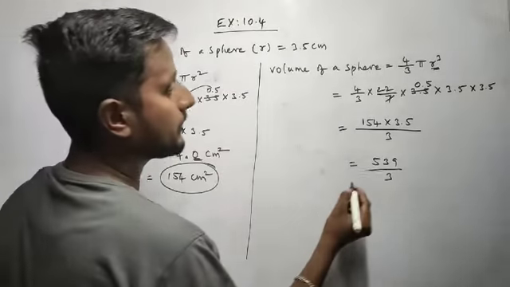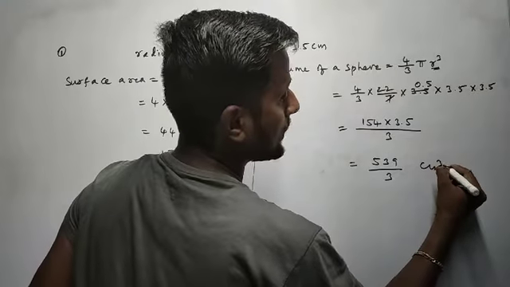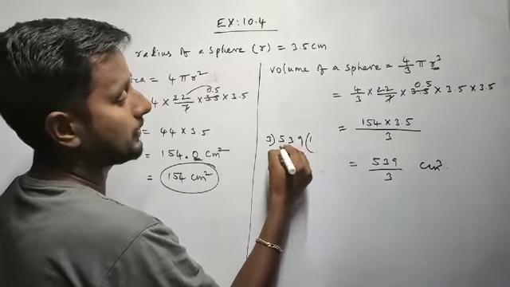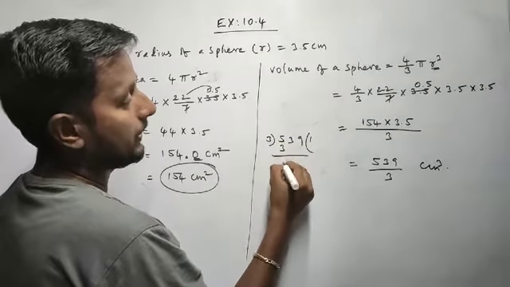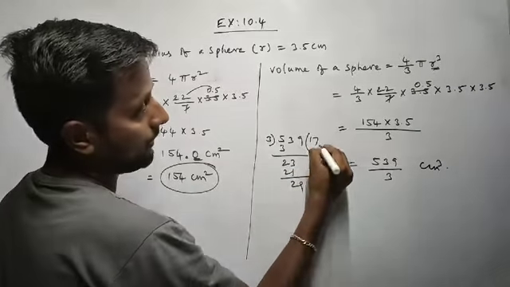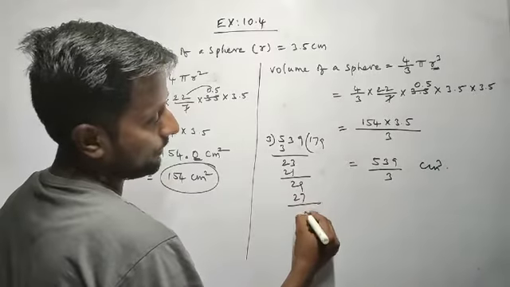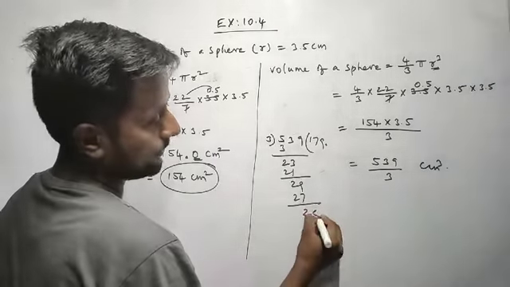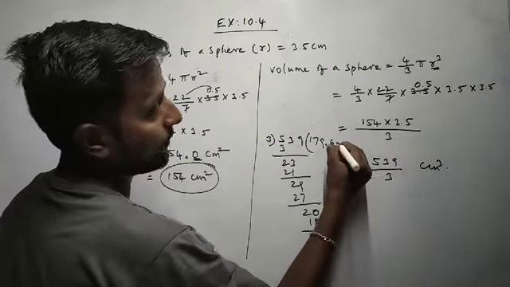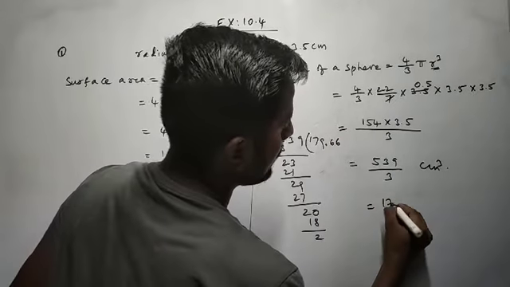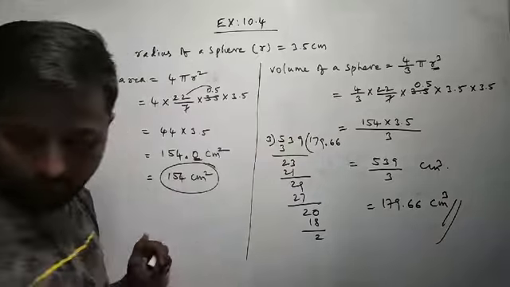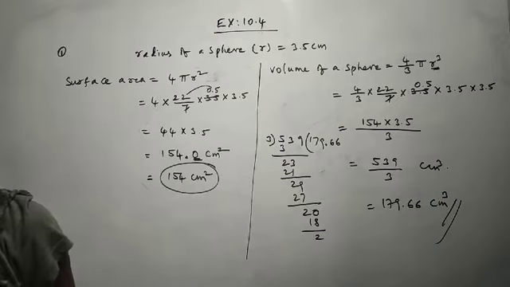If you want to express it in decimal form, divide 539 by 3. 5 ones are 3, and 2, 3, 3 sevens are 21, 2 9, 27. We get 2.088, and it repeats. So we write 179.66 centimeter cube. That is the value.